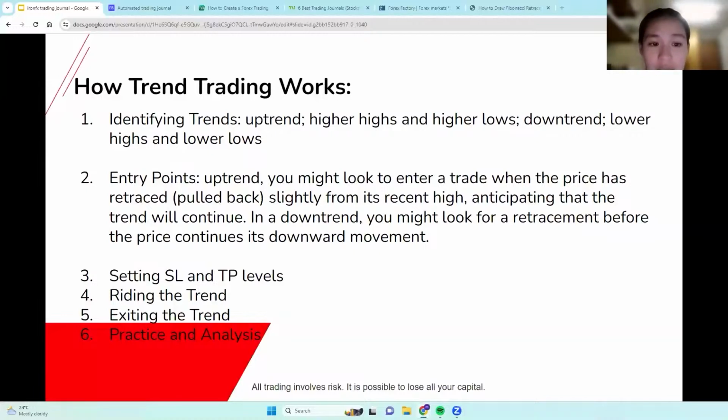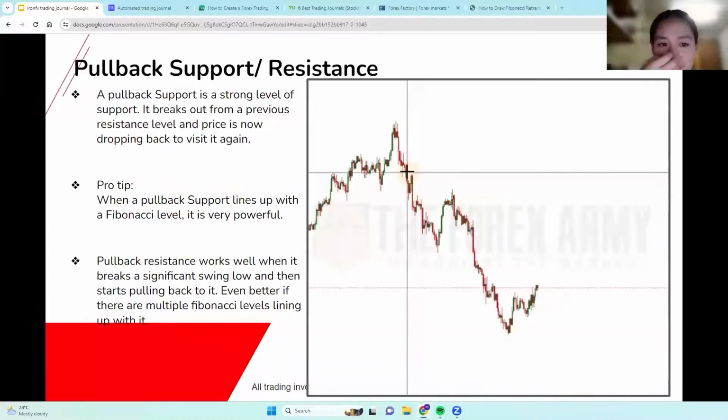Lastly, exiting the trade. This typically happens when the trend reverses. But trends don't last forever, so it's important to be vigilant and not get too greedy. And remember to decide to exit your trade and take your profits where possible. Practice analysis. I think that's pretty self-explanatory, so I won't get into that.